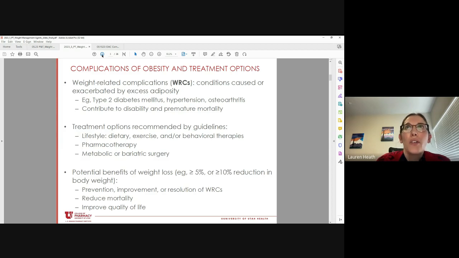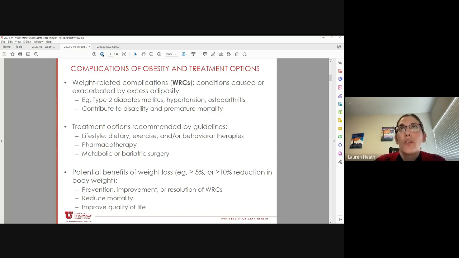Excess body fat increases the risk for developing weight-related complications, abbreviated WRCs, such as type 2 diabetes, hypertension, and osteoarthritis, along with many other conditions. Weight-associated health conditions contribute to increased disability and premature mortality among adults with obesity. Treatments aim to facilitate weight loss to improve or prevent WRCs.